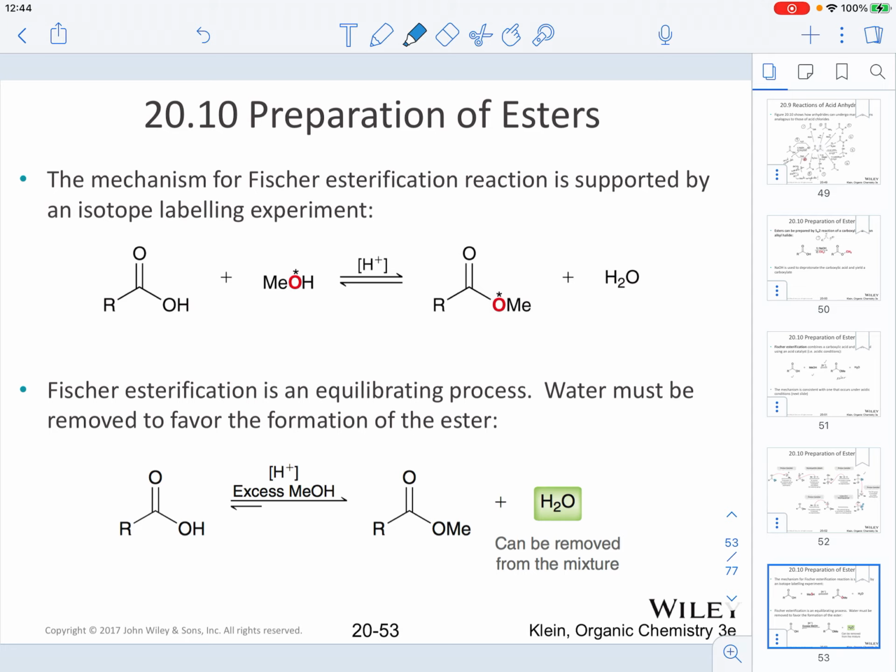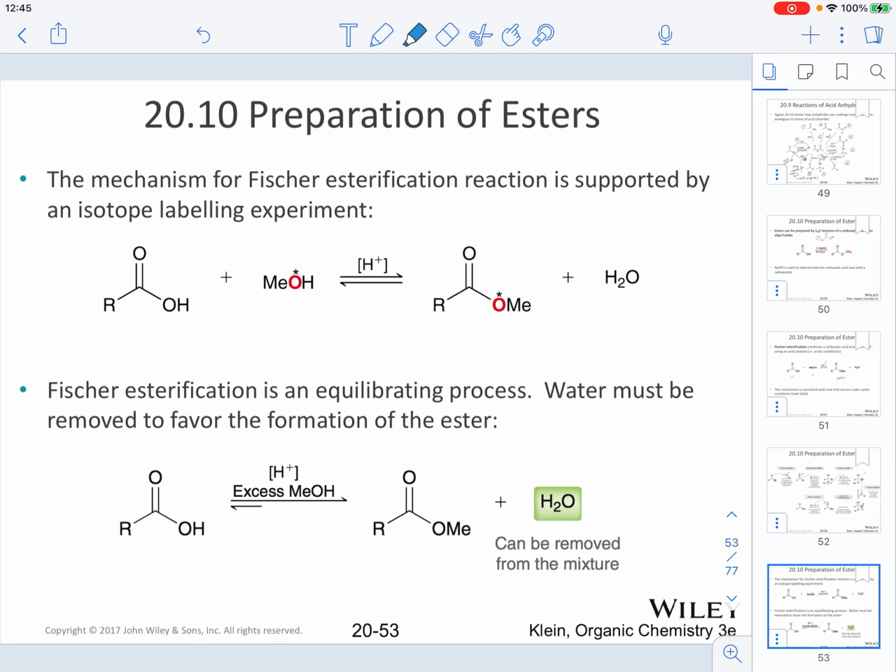Understand that the mechanism of Fischer esterification has been studied heavily. And one of the ways that has been proven in the way that it proceeds is specifically through looking at isotope labeling. This is not something that you guys need to study in detail, but just understand that this is one of the ways in which it was shown how the oxygen atom in the alcohol actually gets incorporated into the ester.